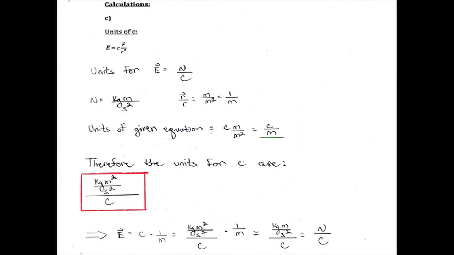To solve for part C, we know we need to end up with newtons per coulomb, and we can see that the units of the given equation are actually C over m. So in order to make that work, we need to use kilogram meters squared over second squared all over coulombs for C to make this work.